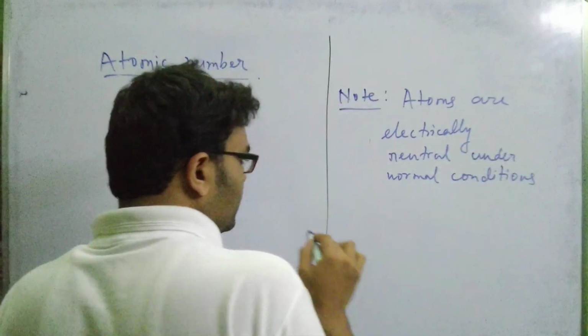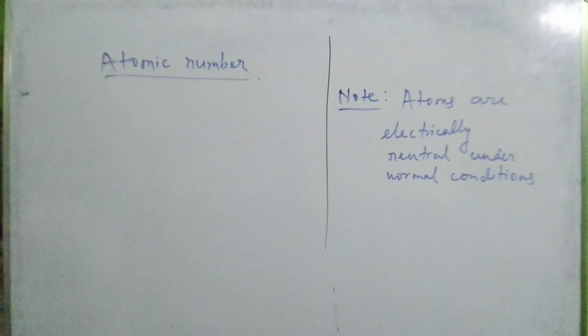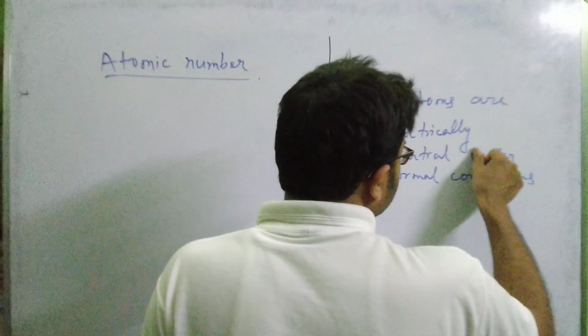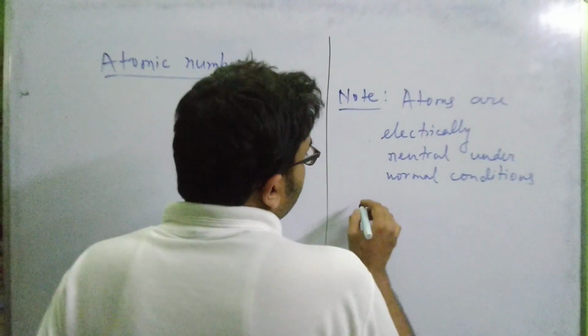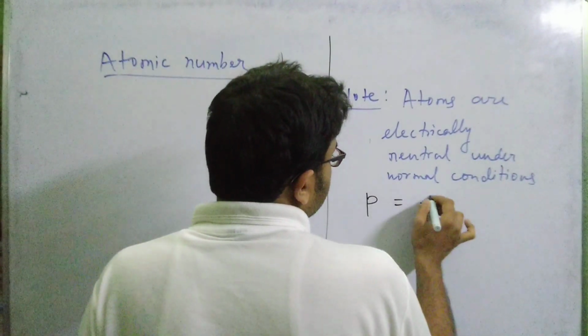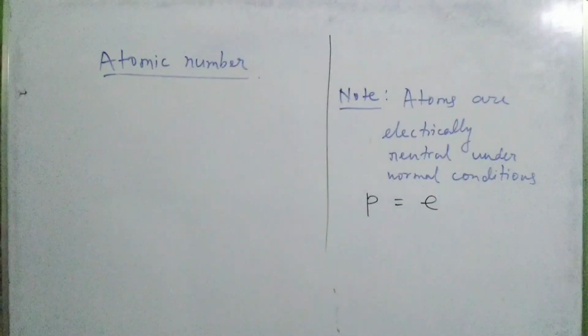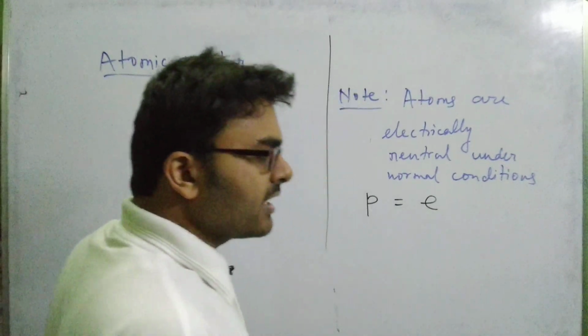You see, we have said that in an atom there are three subatomic particles: proton, electron and neutron. Protons have positive charge, electrons have negative charge, whereas neutrons have no charge, they are neutral in nature. So when I say that atoms are electrically neutral, it actually indicates that each atom has the same number of protons as that of electrons. Protons are denoted by P, electrons are denoted by the letter E. So if we regard any atom as neutral, it indicates that it has an equal number of protons and electrons.